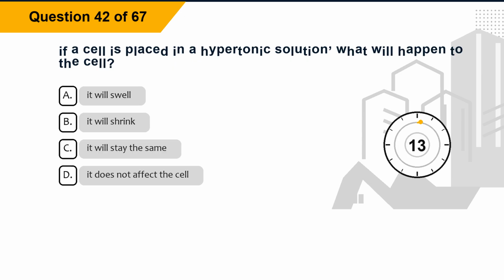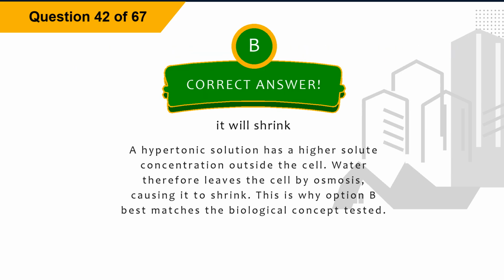Question 42. If a cell is placed in a hypertonic solution, what will happen to the cell? Option A, it will swell. Option B, it will shrink. Option C, it will stay the same. Option D, it does not affect the cell. The correct answer is option B, it will shrink.